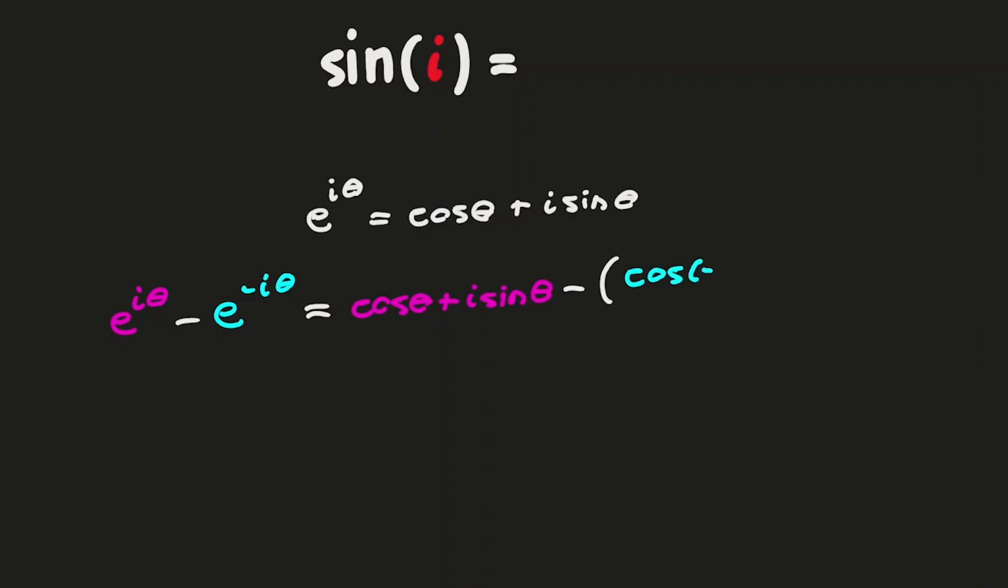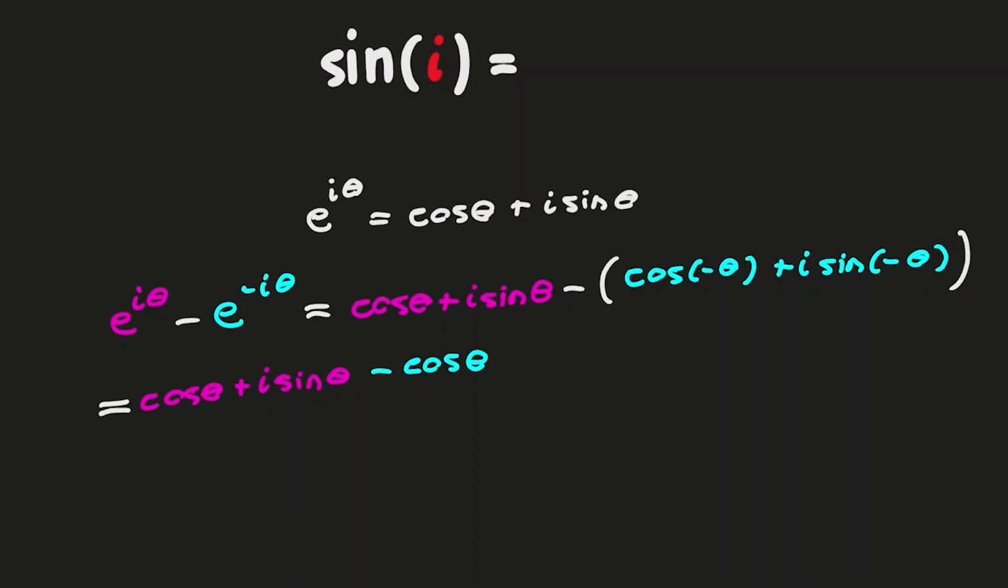So cosine of minus theta plus i sine of minus theta. This is what we're doing. Let's close the bracket and let's compute this quantity. So the first part is unchanged, so this is cosine of theta plus i sine of theta, and the second part actually changes a bit, because cosine of minus theta is cosine of theta, then we also have a minus sign in front, so this is minus cosine of theta.